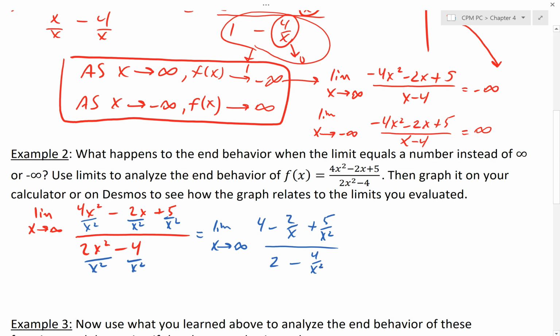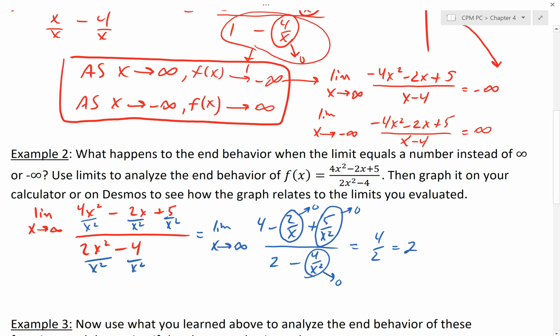Now remember, anytime there's an x in the denominator, if x is getting really large, that's going to make that fraction approach 0. So this has an x in the denominator that's going to infinity, so that's going to approach 0. This fraction is going to approach 0. This fraction is going to approach 0. So all we're left with is 4 over 2, which is 2. So those of you that got 2, you did that correctly.